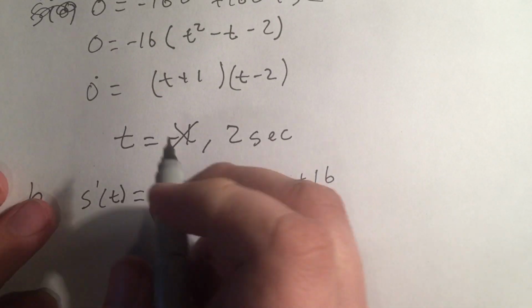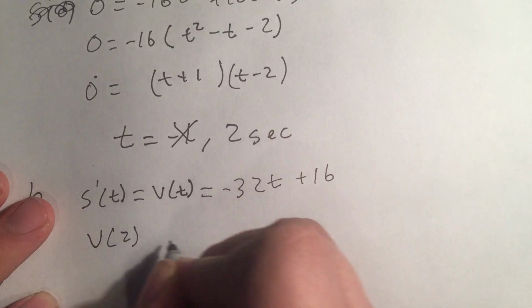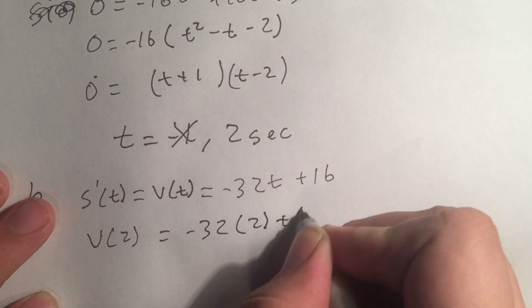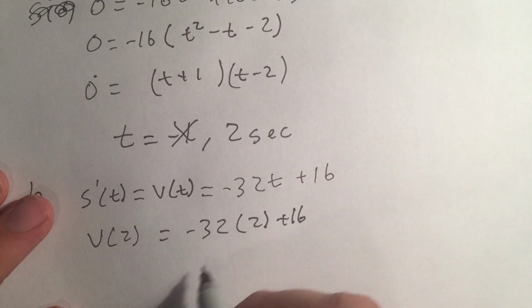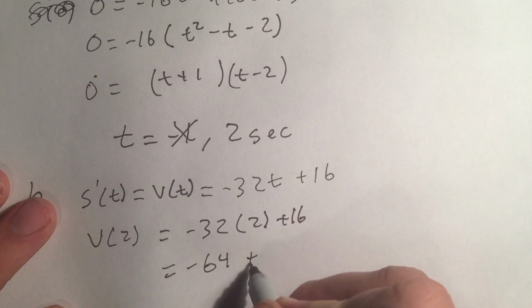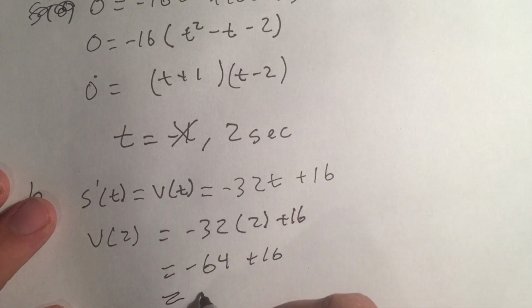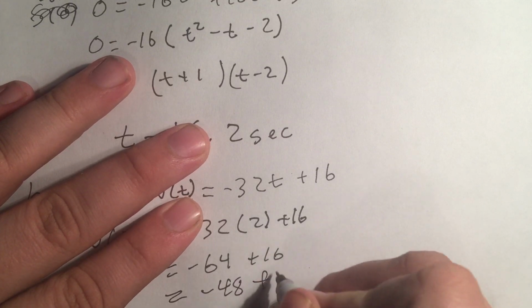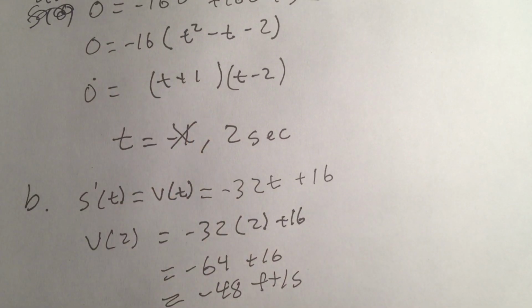So for 2 seconds, we're going to do v of 2. So negative 32 times 2 plus 16. Negative 32 times 2 is negative 64 plus your 16. We'd end up with a negative 48. And this is velocity, so feet per second. And that's it. It's so much easier doing it that way than the long way.